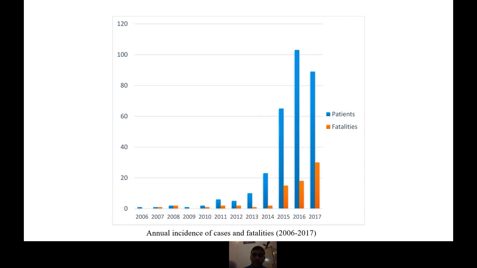So if you look at the incidence pattern and the mortality, what is marked in blue is the number of patients detected in each year from 2006 to 2017, and what is labeled orange is the number of patients who had died. As you can see, almost 1/3, about 20 to 30% of patients had died, which shows that it's a fairly fatal illness.